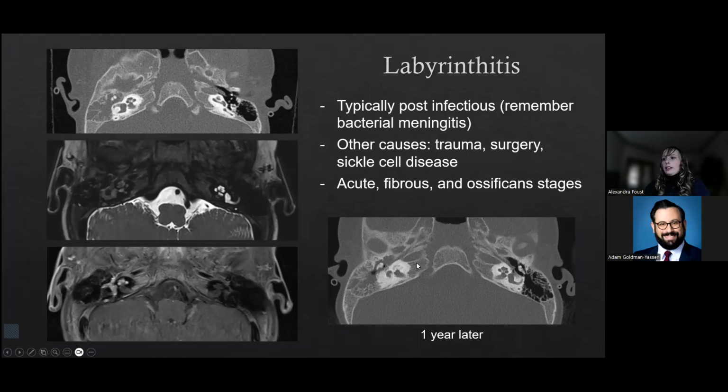And this patient came back a year later. And now you can see where the cochlea used to be, we're basically just seeing bone. You can still see a little bit of the outline, but not much of the structure. Similarly, the vestibule, you can see part of it, but where the canals should be, you're seeing it all filled in with osseous material.